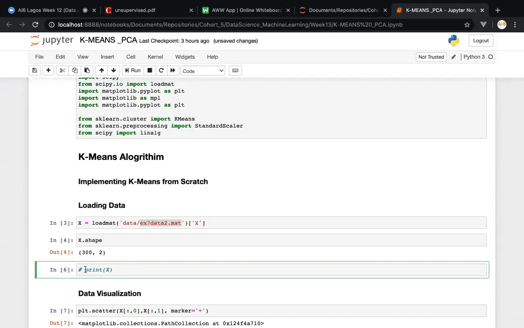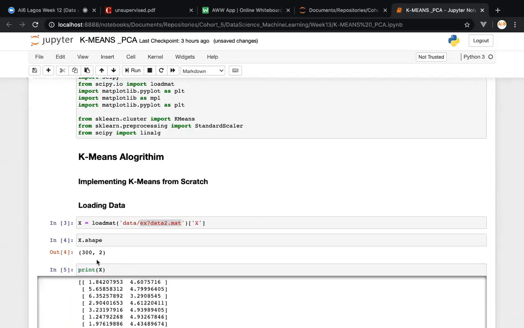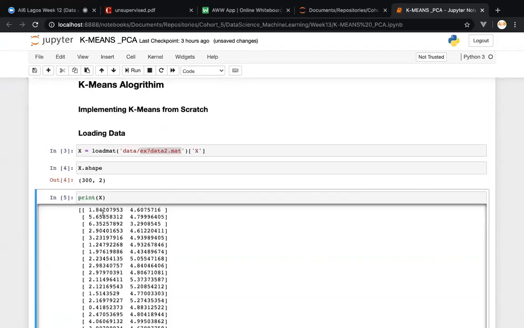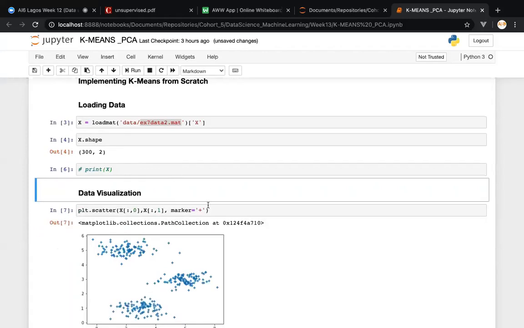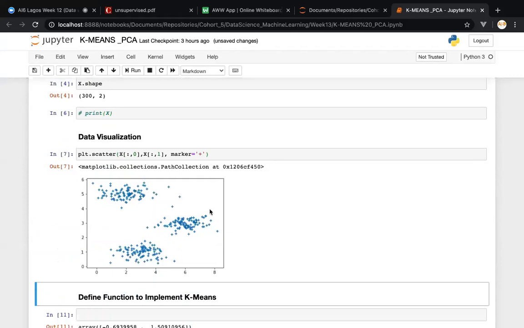So we say we want to print X. This is what we have, right? So it's this and this. This is just a mess. And to visualize the data, this is what we have. So who can tell me off the top of their head how many clusters we have in this data? How many clusters would you want to define from this data?